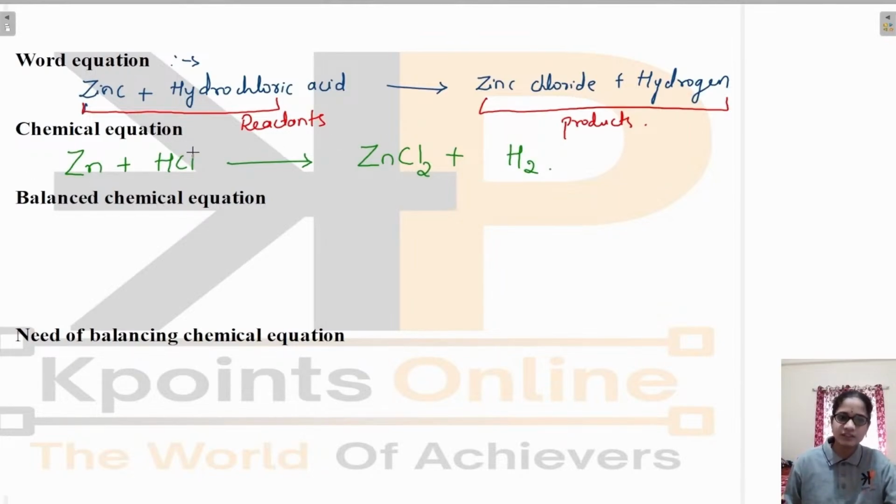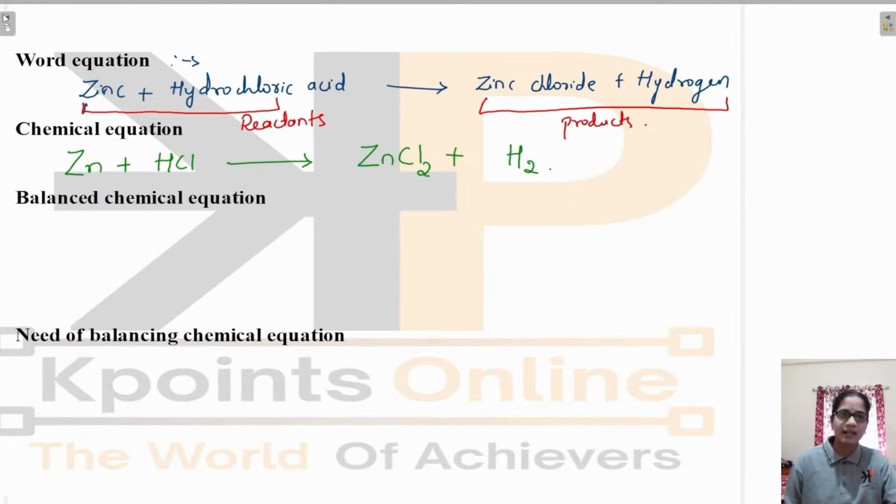Observe here, there are two chlorine atoms in this part. In the RHS part, there is only one chlorine atom. If there are two chlorine atoms here, then there must be two chlorine atoms in the reactant part also, because of the law of conservation of mass, which means mass can neither be created nor be destroyed. So whatever mass I have obtained in the product part must also be the same in the reactant part. Both must be equal. So this equation must be balanced. How do we balance it? By writing an equal number of atoms on both sides of the reaction. This will give a balanced chemical equation.